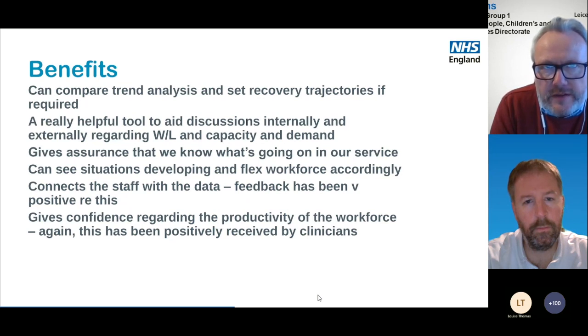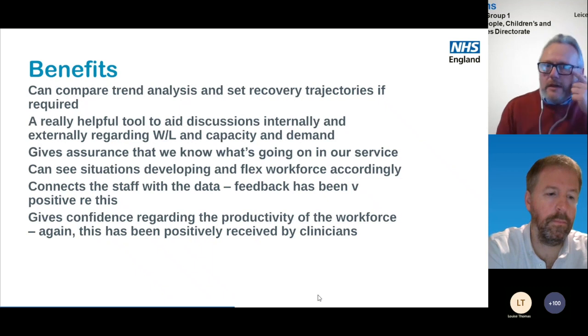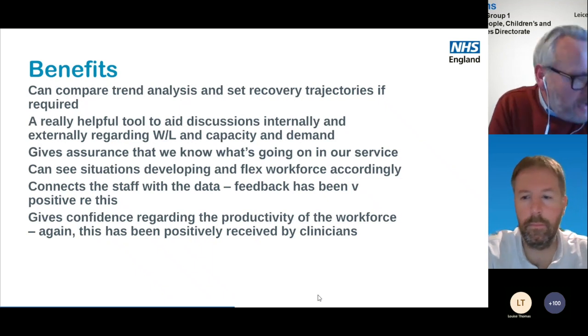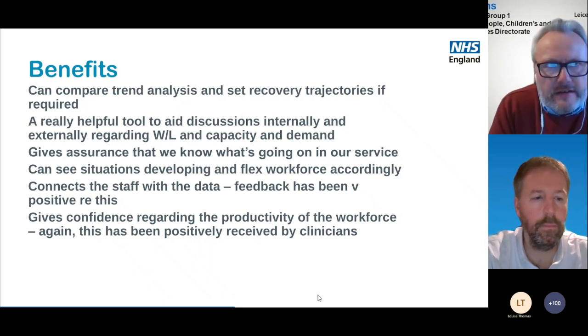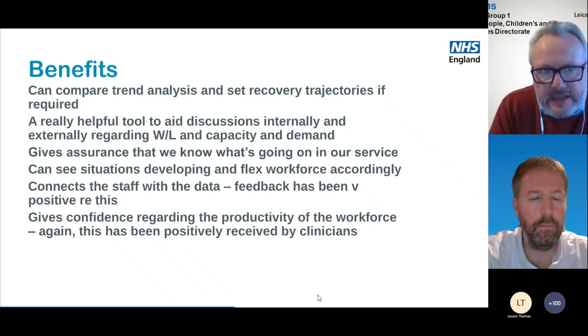We've got a PTL that is managing the waiting list effectively, ensuring that people have booked appointments and that we're not wasting slots. It has proved a really helpful tool, as I said, not only to discuss internally and for our staff to be clear about what our waiting lists are and the demand and capacity in the service, but it has also helped us in terms of being able to negotiate for additional investment to address some of our backlogs.